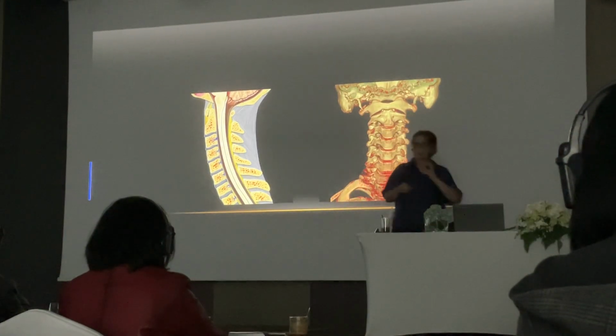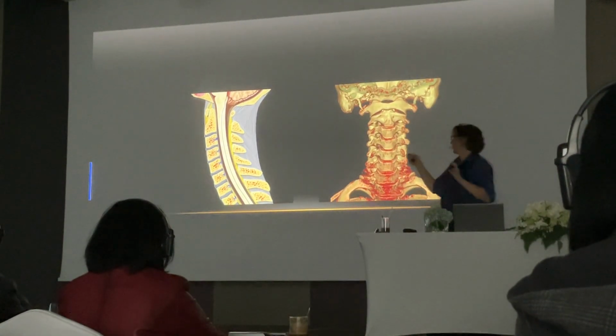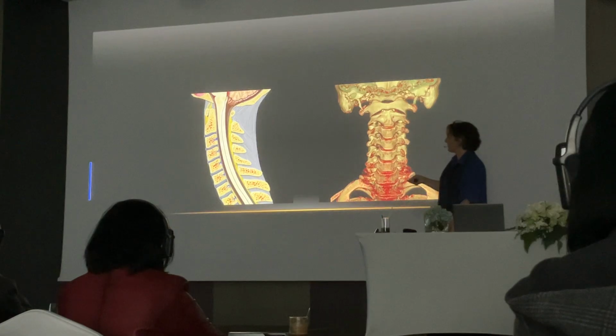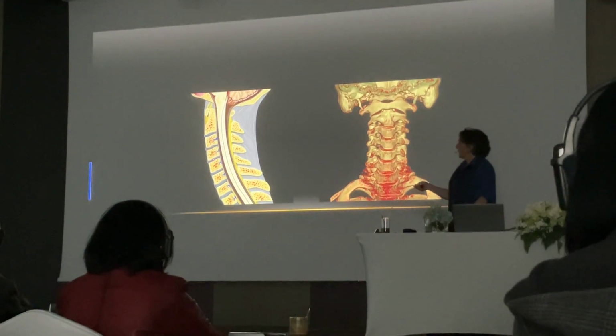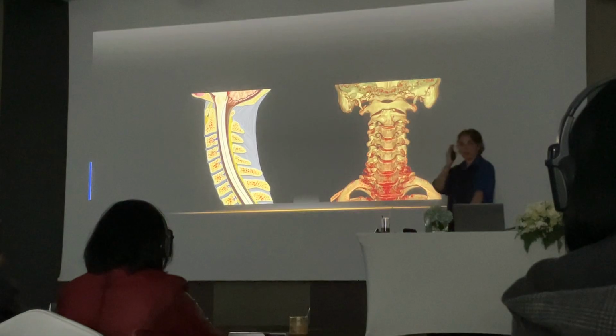The cervical spine should be in natural lordosis, just a very gentle lordosis, and is made of 7 cervical vertebrae. Each one of these is separated by an intervertebral disc. In this plane, it should be a gentle curve. In the coronal plane, we should be straight.